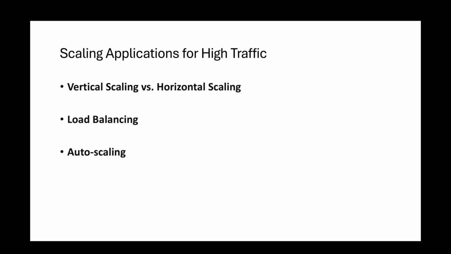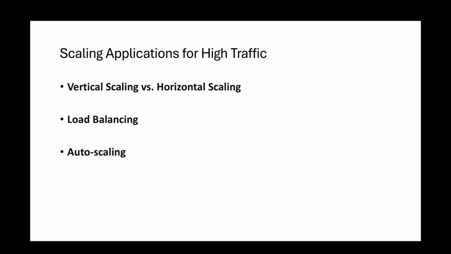Scaling applications for high traffic. Vertical scaling versus horizontal scaling. Vertical scaling: increase the capacity of individual server instances by adding more resources, CPU, RAM, storage. Horizontal scaling: add more server instances to distribute the workload across multiple nodes.